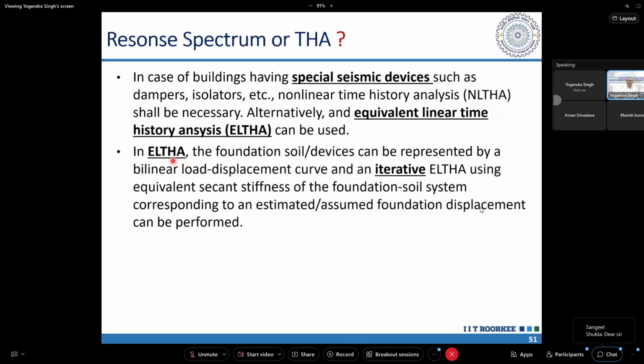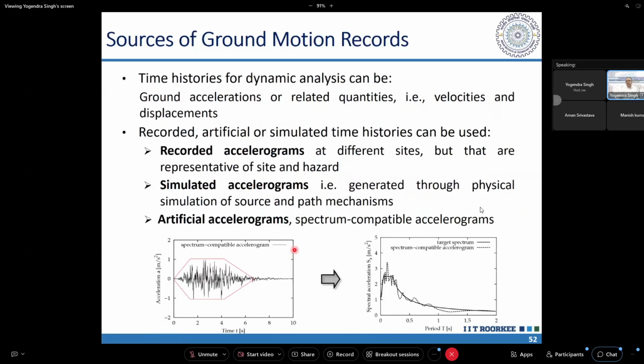In equivalent linear time history analysis, the foundation soil or the device is represented by a linear model, and as I explained in the morning, we iteratively perform linear analysis, either linear response spectrum analysis or linear time history analysis. We perform it iteratively and obtain the solution when it converges, when the assumed displacement and the displacement which we obtain from the analysis match.